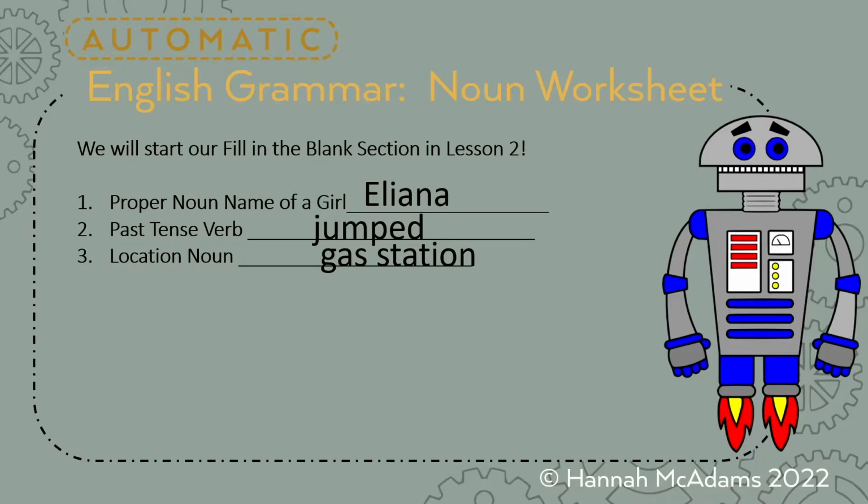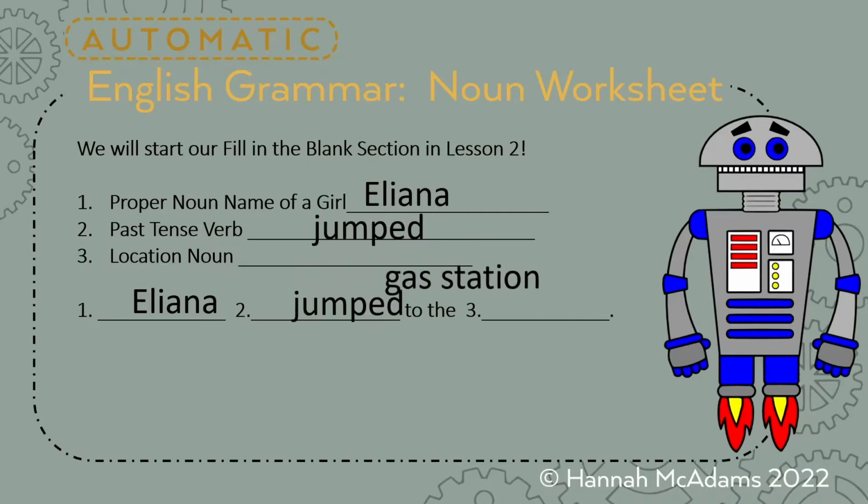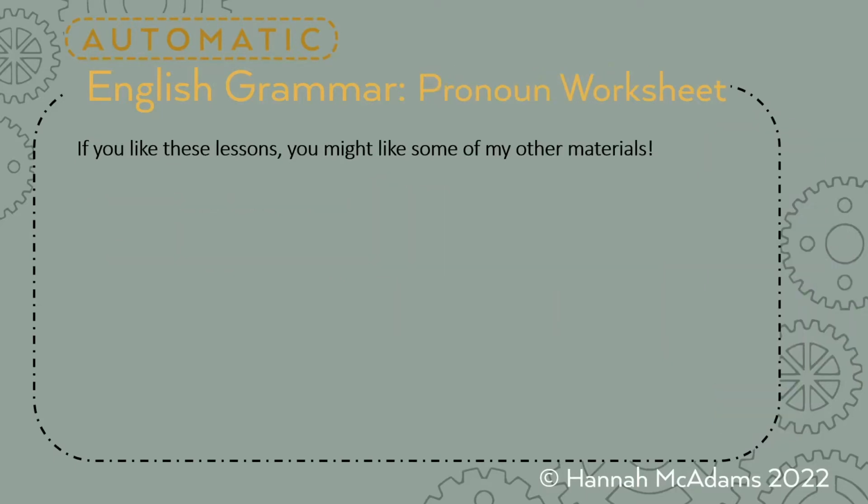So then after we filled out all of this, then we look at the fill in the blanks. So for one, I'm going to put Eliana here, okay? And then I'm going to put for 2, jumped here. And then for 3, gas station. So the sentence is Eliana jumped to the gas station, okay? And that is how we're going to do that.